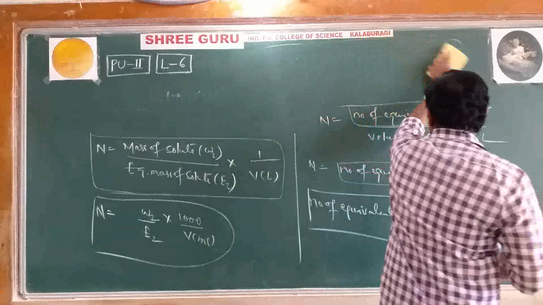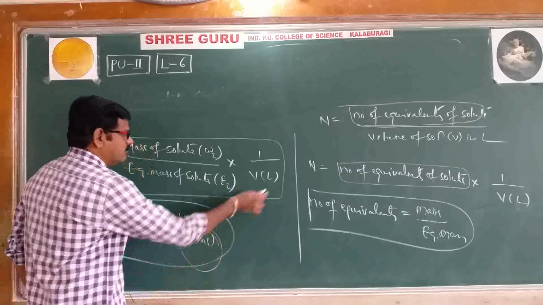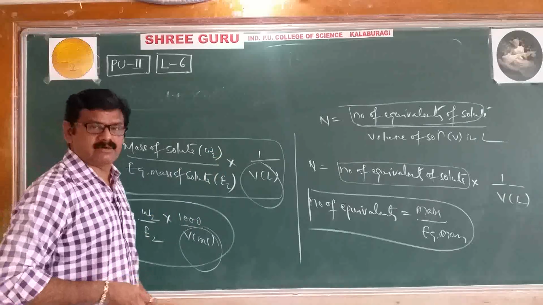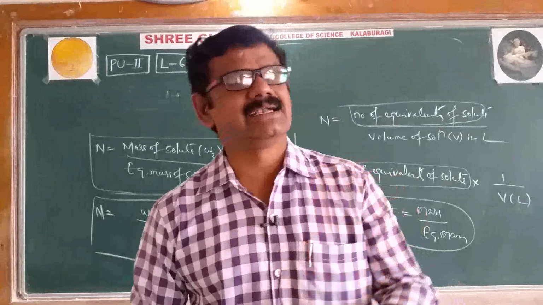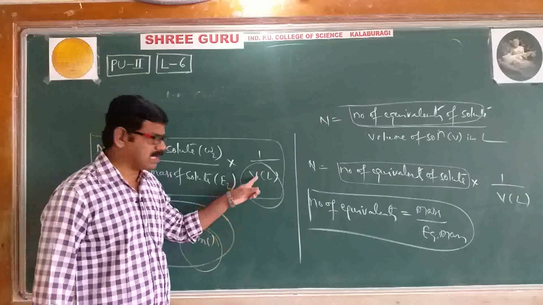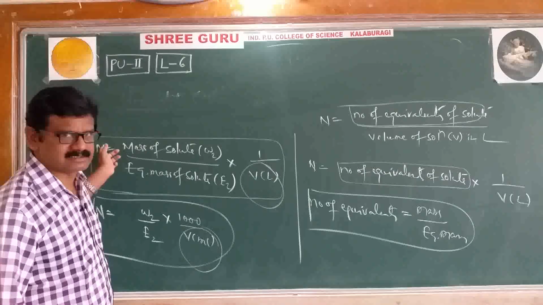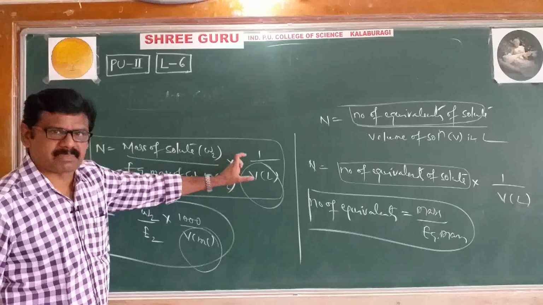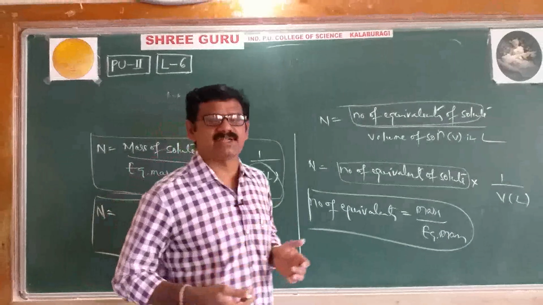Next, again here if you observe the formula, we have the volume term. Whenever a volume term is there, remember it is a temperature dependent concentration term. Definitely if you increase the temperature, volume will increase. If the volume increases, normality decreases. Right. This is absolutely a temperature dependent concentration term.